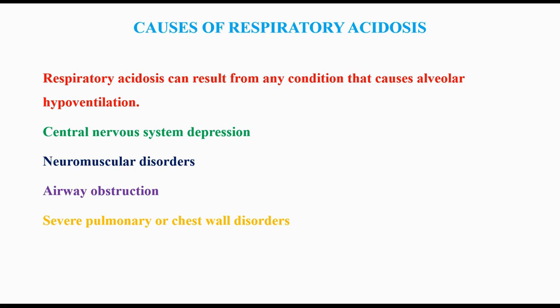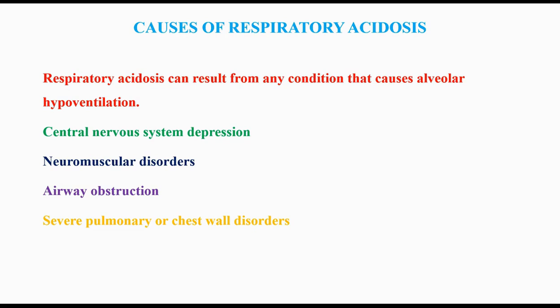Then third one is airway obstruction can also cause respiratory acidosis when it becomes severe. Examples include severe asthma, advanced chronic obstructive pulmonary disease, and upper airway obstruction. In severe airway obstruction, airflow into and out of the lungs becomes difficult. Initially, a patient may compensate by increasing respiratory effort. However, when the obstruction becomes severe or respiratory muscles become fatigued, effective ventilation may decrease. As a result, carbon dioxide elimination becomes inadequate.